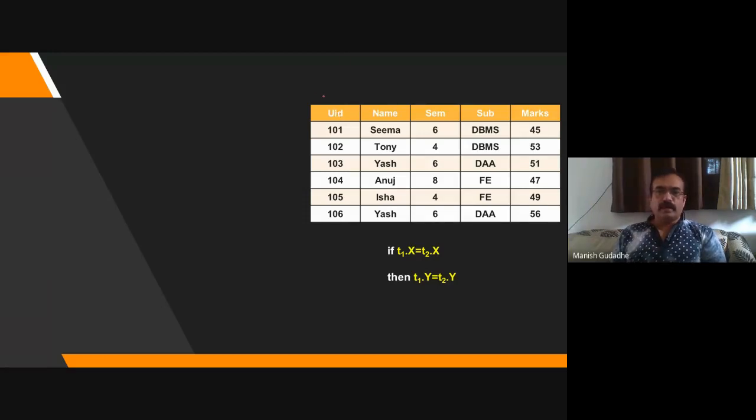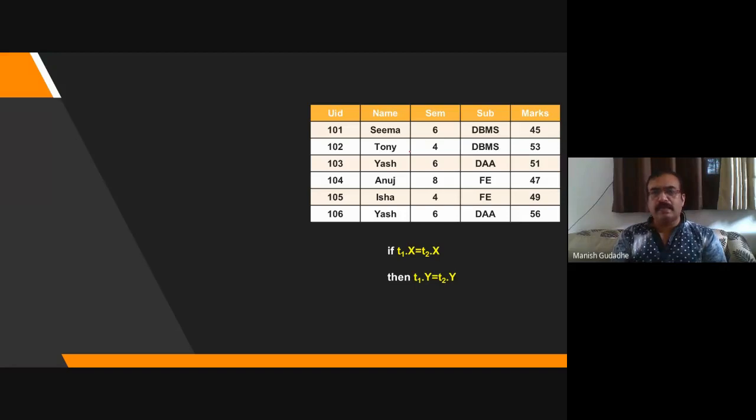This is a table where we have different functional dependencies. In this table, the primary key can be UID, because UID is unique, and every UID can fetch one complete record, one complete tuple or row in this data set. 101 is Seema, who is studying in 6th sem. For DBMS, she has scored 45. For 104, he is Anuj, studying in 8th standard, and in FE, he has scored 47 marks. So complete information can be fetched.